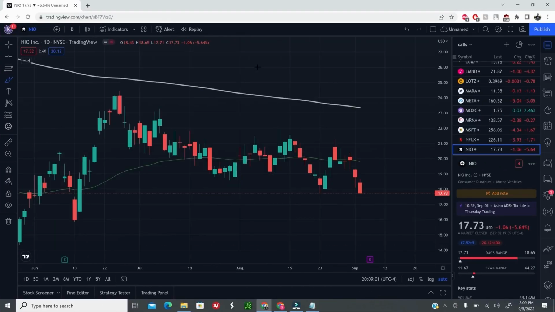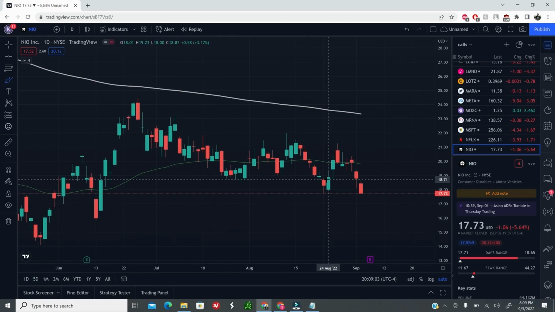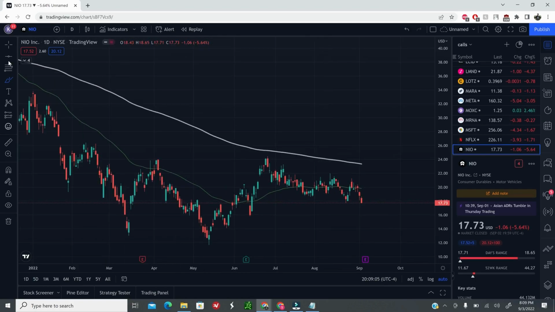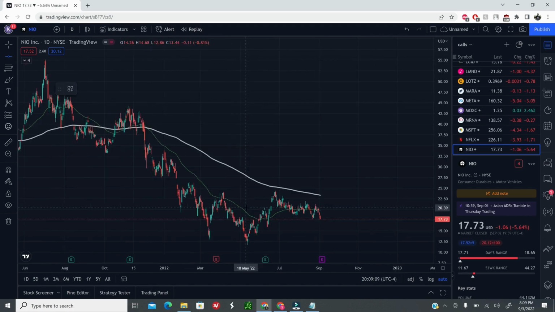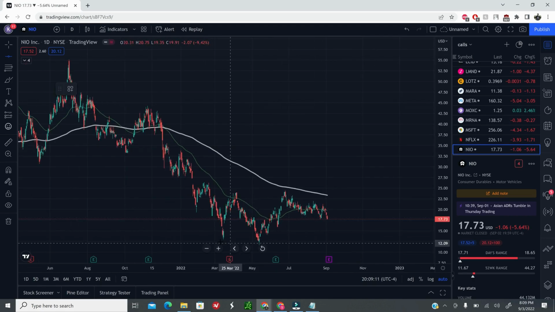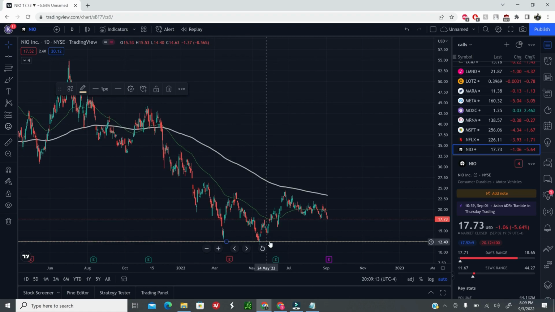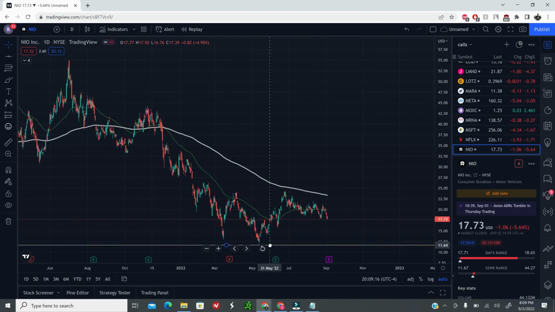Okay, so this is the NIO Stock weekly chart. Now first let's start with the horizontal support and resistance lines where we have seen the past bounce. We have seen the stock bounce from 11.67, that was the recent low, and it created an uptrend and now it's trending downside.